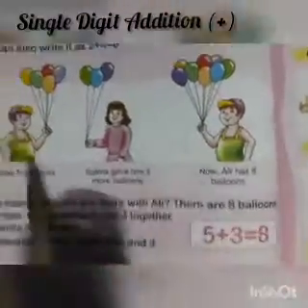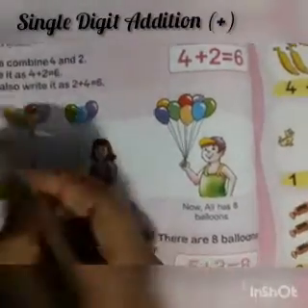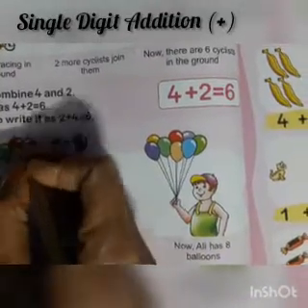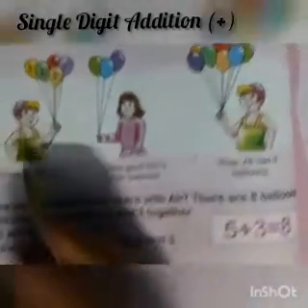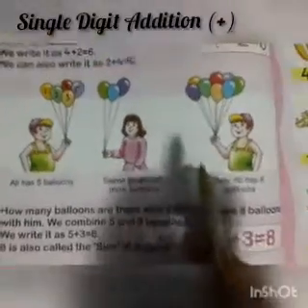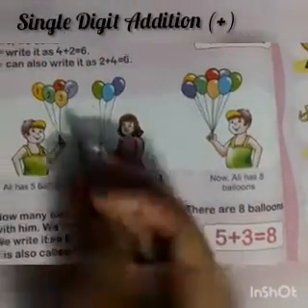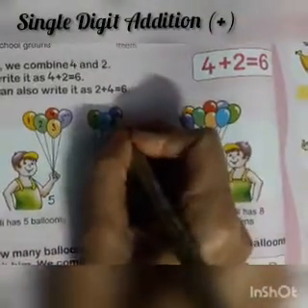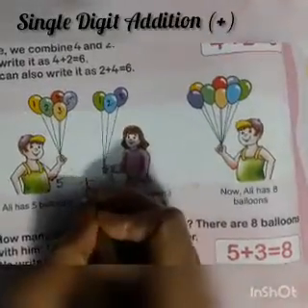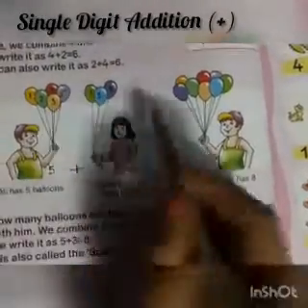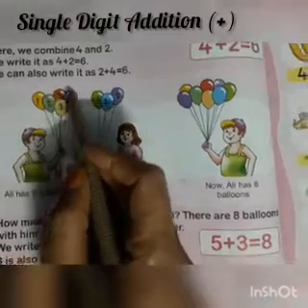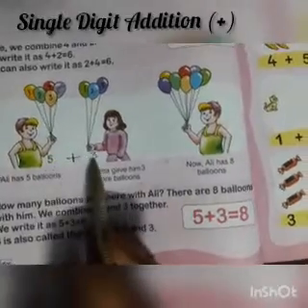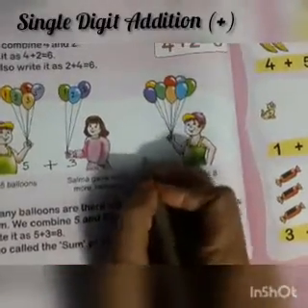Now see the next box. Ali has 5 balloons. Count the balloons. 1, 2, 3, 4, 5. Ali has 5 balloons. Salma gave him 3 more balloons. So it means he was having 5 and Salma has given 3 balloons. We will put the sign of plus. Now we will count all the balloons together. 1, 2, 3, 4, 5, 6, 7, 8. So 5 plus 3 is equal to 8.